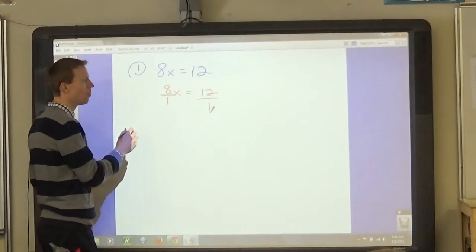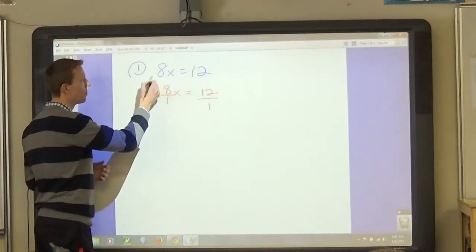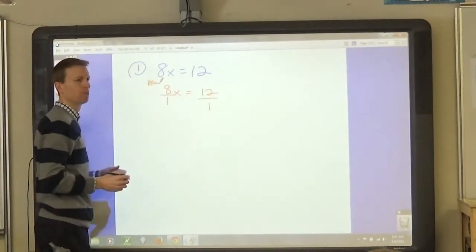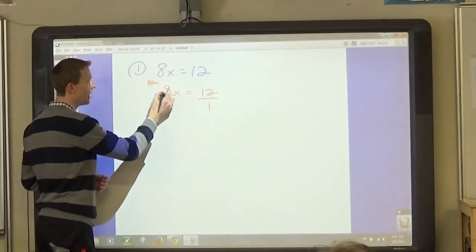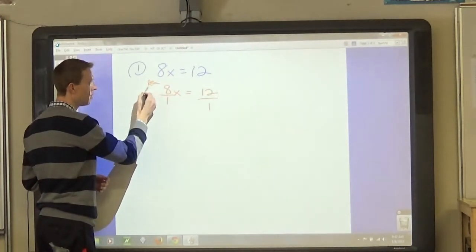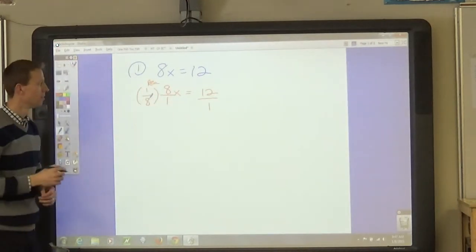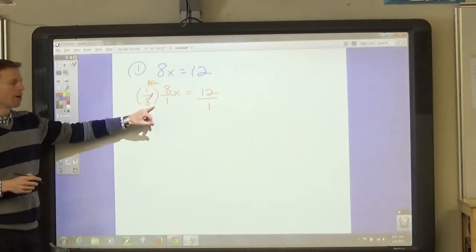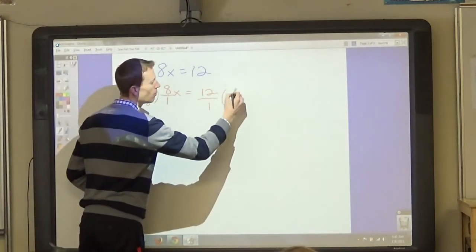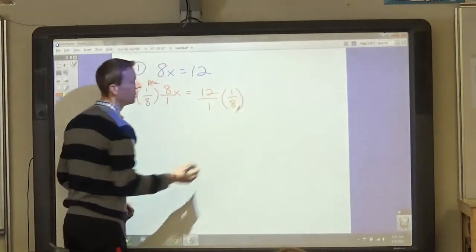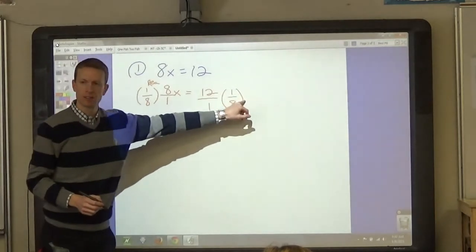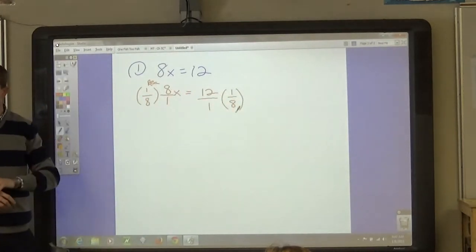Then, what would we multiply? What's the reciprocal of 8 over 1? 1 over 8. Let's multiply this. I'm going to put parentheses around the 1 over 8. Multiply by 1 over 8. Multiply the other side by 1 over 8. You have to multiply by the same number on both sides.